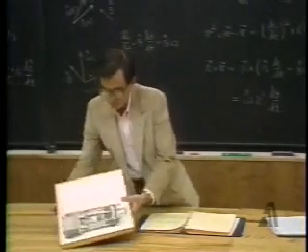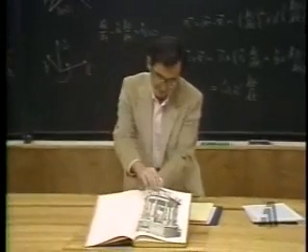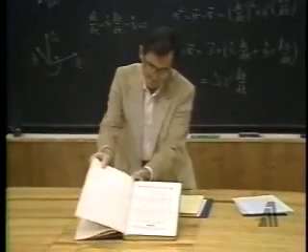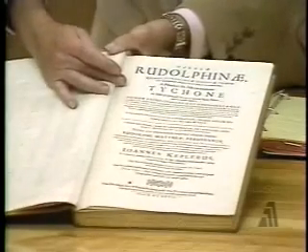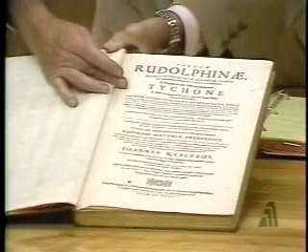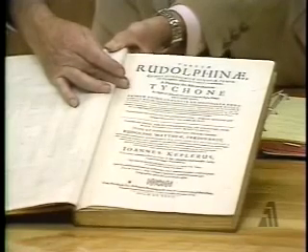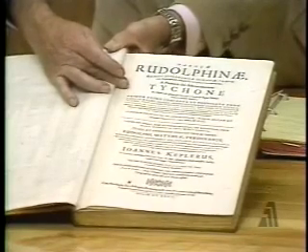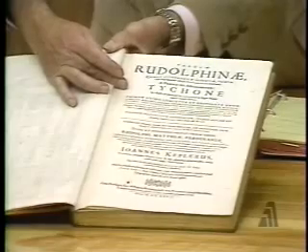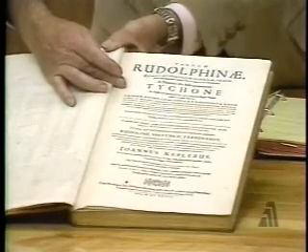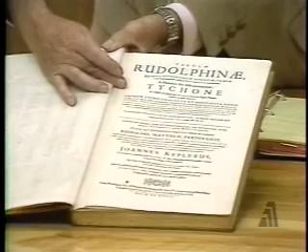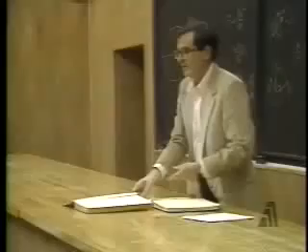This book is called The Rudolphine Tables, after the Emperor Rudolf, who paid the bill. It's written by Johannes Kepler, published in 1627, and it is Kepler's publication of Tycho's data. Even if Kepler had never discovered his three laws, we would remember him today for this book, because this book made astronomy 100 times more precise than it had ever been before. We'll go on with our story next time.